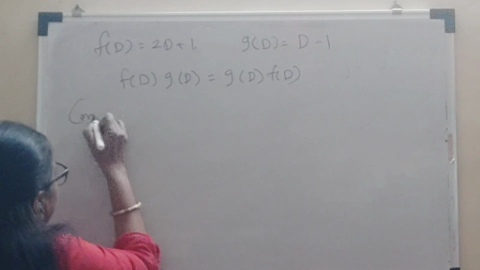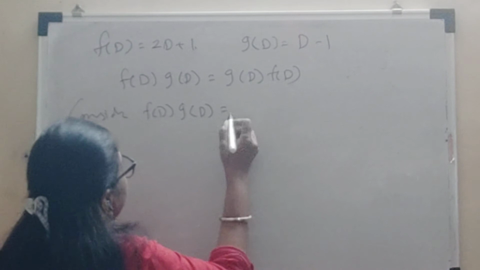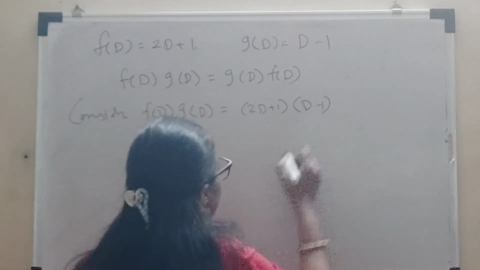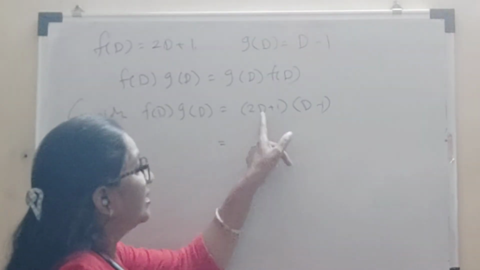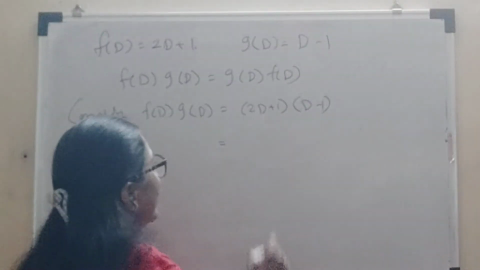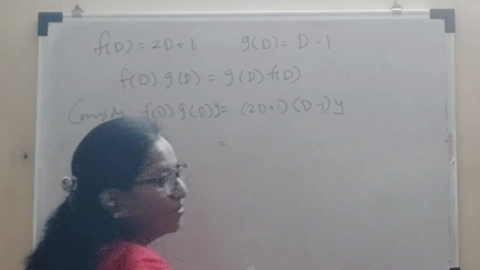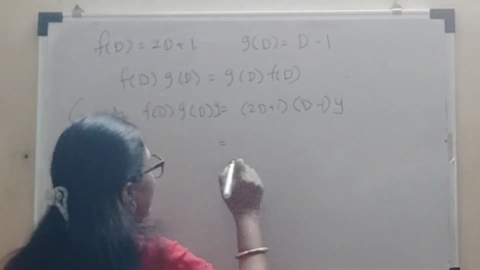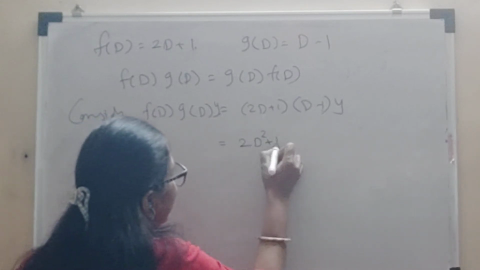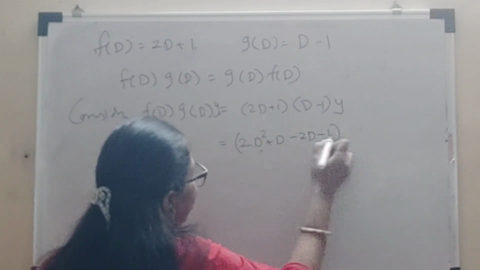First of all, consider f(D) into g(D). That is nothing but (2D plus 1) into (D minus 1). Here D is nothing but d/dx, and that operates on y. So I can write, suppose this operates on y. This also operates on y. Now I can find the product. Therefore, 2D squared plus D minus 2D plus minus 1, whole this bracket operates on y.